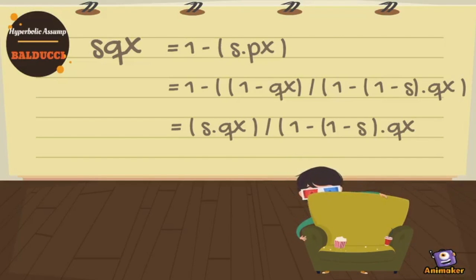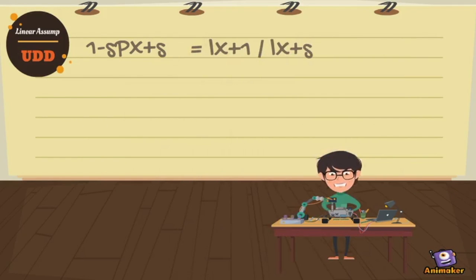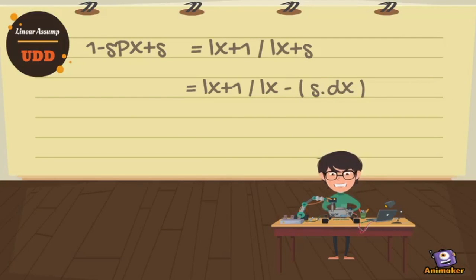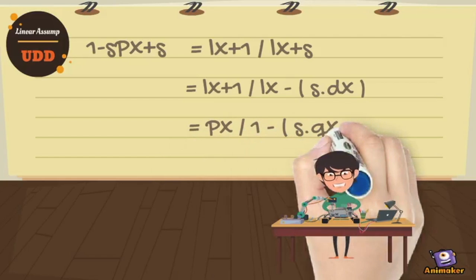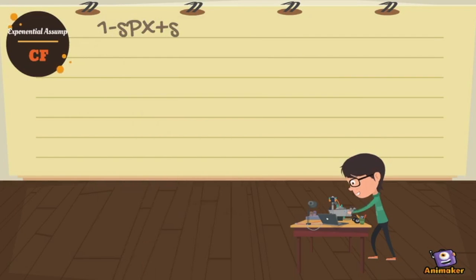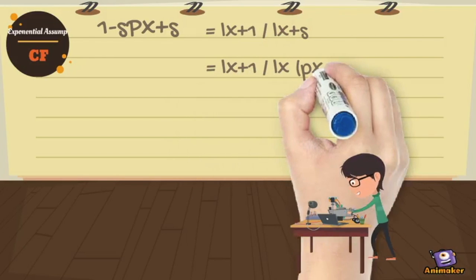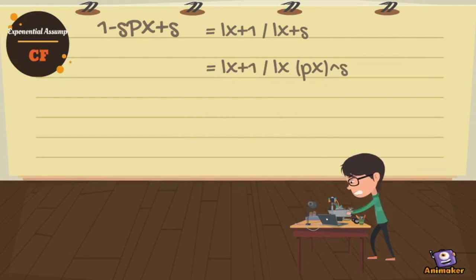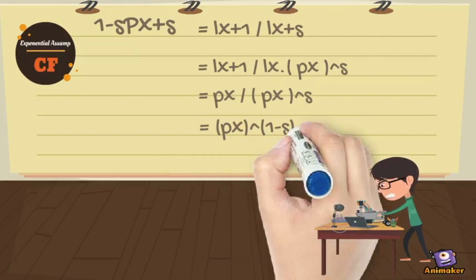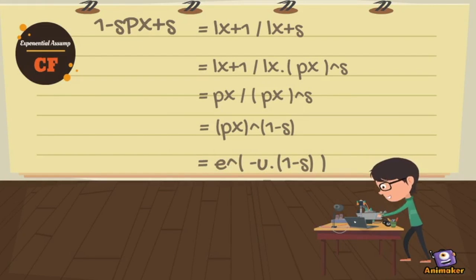In UDD, 1 minus s p_{x+s} equals l_{x+1} over l_{x+s}, then equals l_{x+1} over l_x minus s times d_x, then p_x over 1 minus s times q_x. In constant force, 1 minus s p_{x+s} is equal to l_{x+1} over l_{x+s}, then equal to l_{x+1} over l_x times p_x to the power of s, which then equals p_x over p_x to the power of s, and equals p_x to the power of 1 minus s, then equal to e to the power of negative mu times 1 minus s.